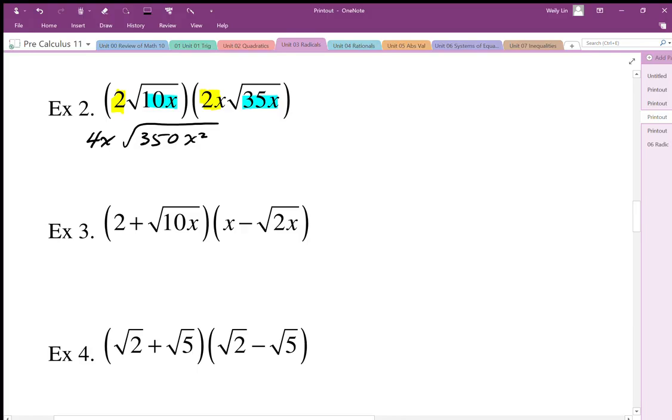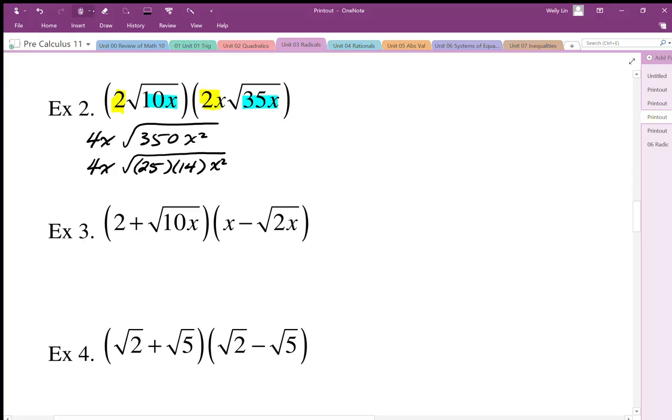Now we just have to make sure that we can take out any perfect square factors out of the 350. And we have the x squared factor here. So we're going to first of all factor the 350. There is a perfect square factor of 25. So 25 times 14 is going to give us 350. 10 times 25 is 250, 4 times 25 is 100, so we have 350, and then x squared.